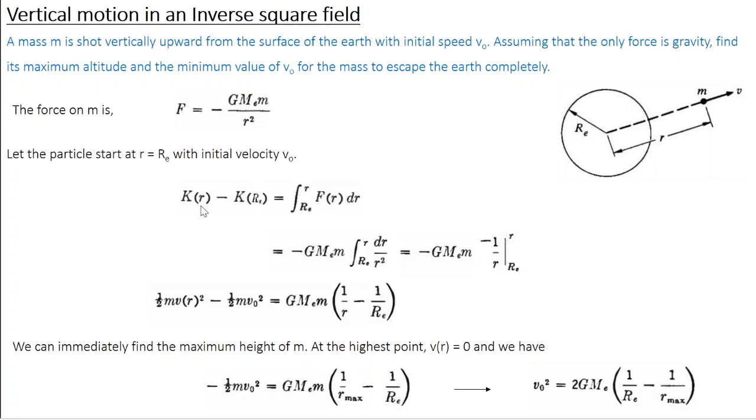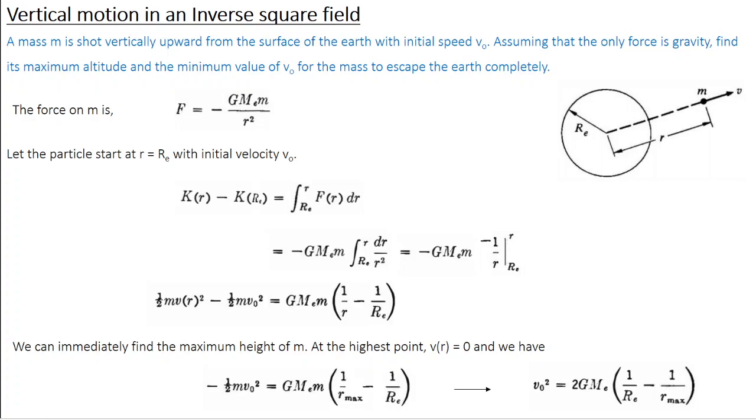Then kinetic energy at position r is half m v of r whole square. And kinetic energy at position re, we know that the initial velocity is v0, so at this position kinetic energy is half m v naught square. And on the right hand side, when you apply the limits, you get GMeM into 1 by r minus 1 by re. Now we need to calculate what is the maximum altitude the object can reach.